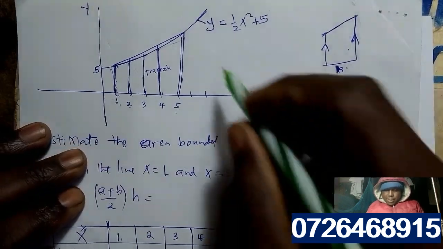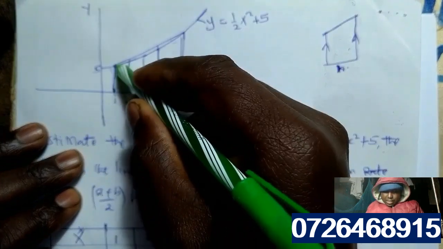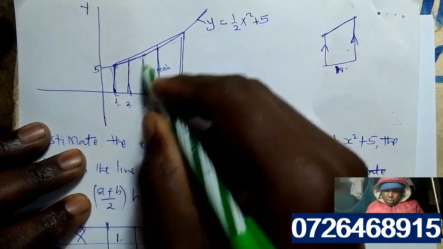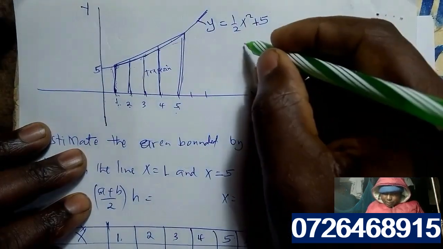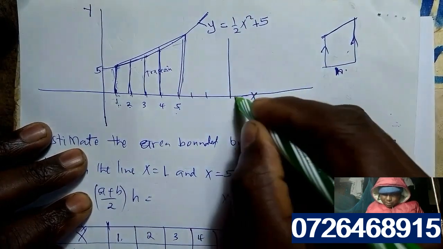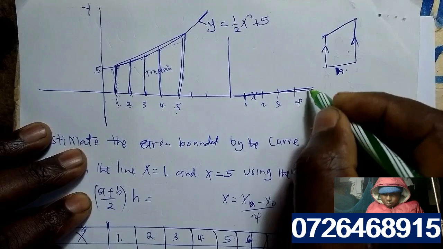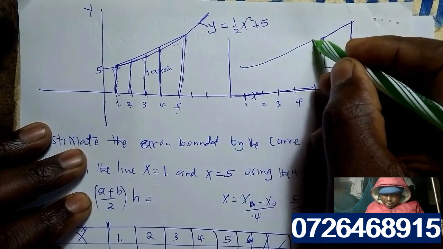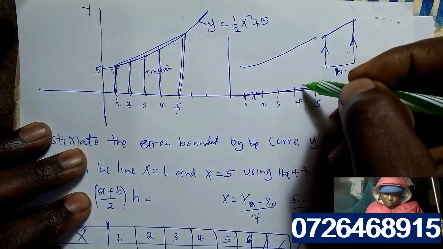So I have a curve here. I want to calculate the area under this curve. The curve starts at x is equal to 1 and ends at x is equal to 5. So this was just a curve before I divided it. So maybe I can sketch a new one. I have a curve starting at 1, 2, 3, 4, 5. So I have a curve which begins here and goes like this, right? So I want to calculate the area under this curve.